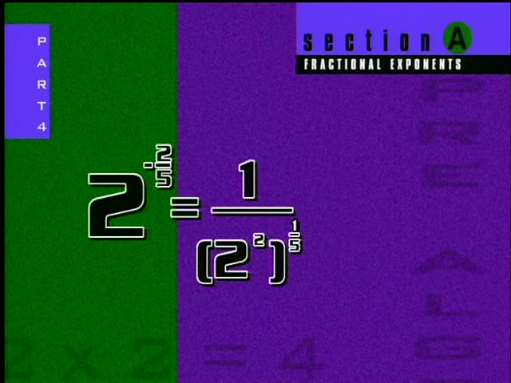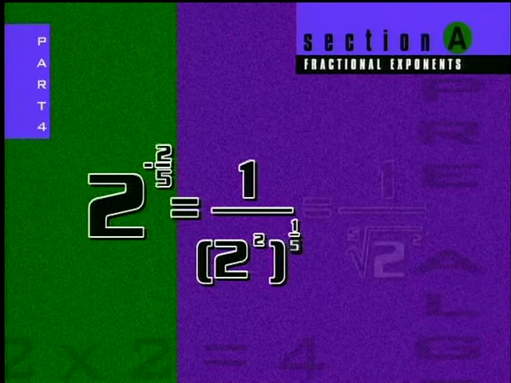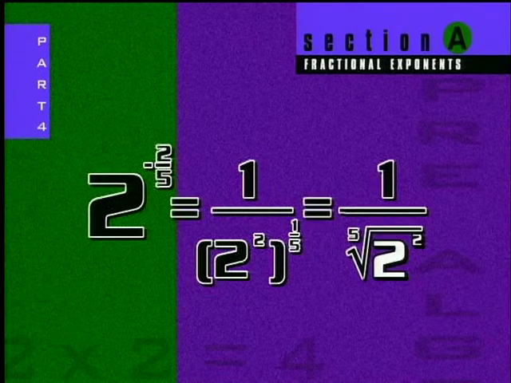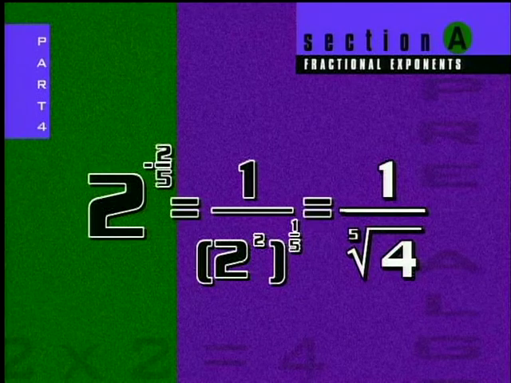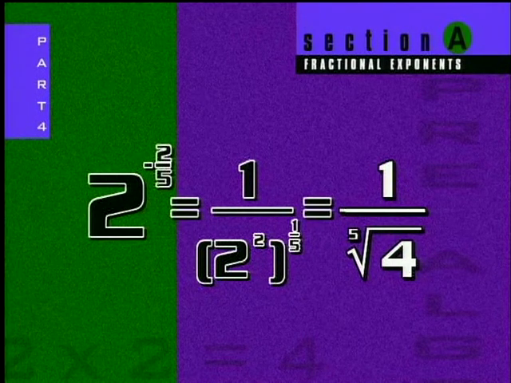Remember, when we take that numerator, we put a 1 in its place. Now we take the 5th root of 2 squared, or the 5th root of 4. Since we can't take the 5th root of 4 evenly, we're going to leave it as is. That means our answer is 1 over the 5th root of 4. So that's how we handle fractional exponents. It's really not that hard to deal with them once we get the rules down.